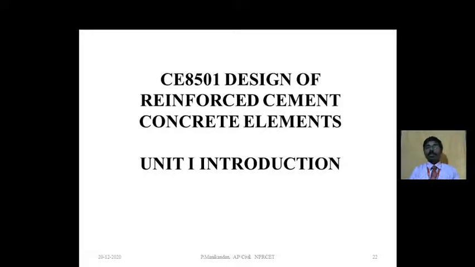Welcome back to the next session. In this session, we are going to see in detail about introduction to RCC element. In the previous session, we have seen what are the basic terms that we should know in design of reinforced cement concrete elements. Let's get into the session.